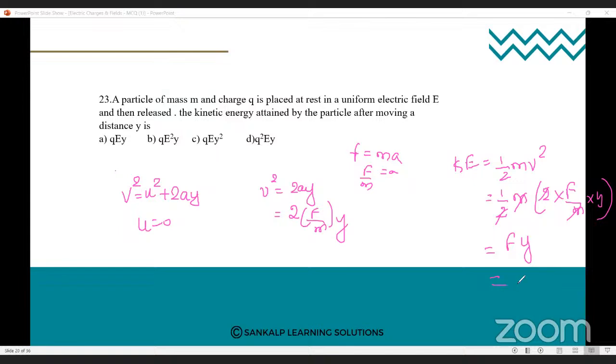Yes. According to the electric field definition, electric field is equal to force upon charge. So therefore, force is equal to electric field into charge, and into y. So it is nothing but qEy. Option A is the correct answer.